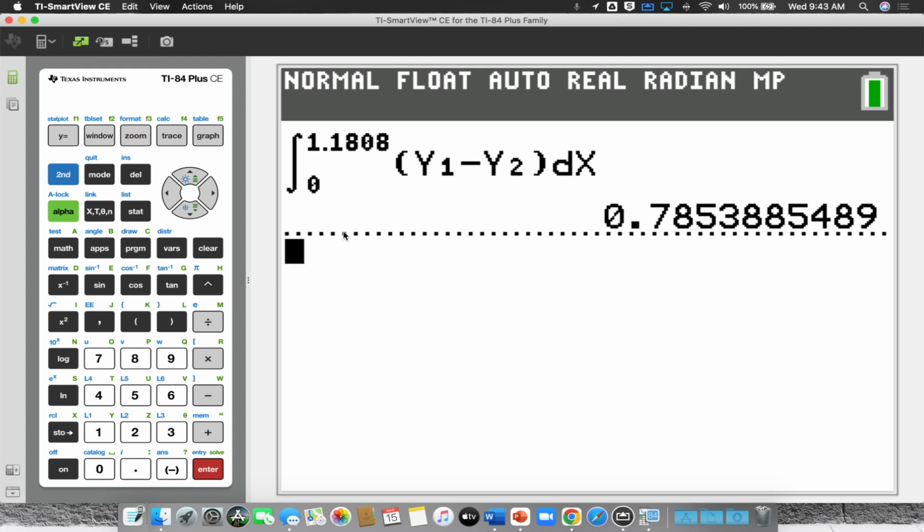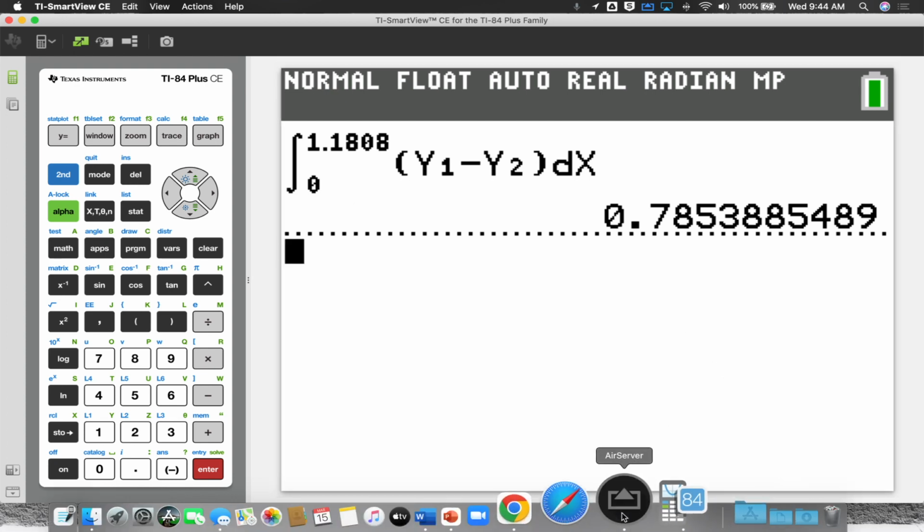Since we're rounding this, we're going to say approximately. So the area under the curve is approximately 7.7854. Less than 1 unit. Not a very big space. Okay.